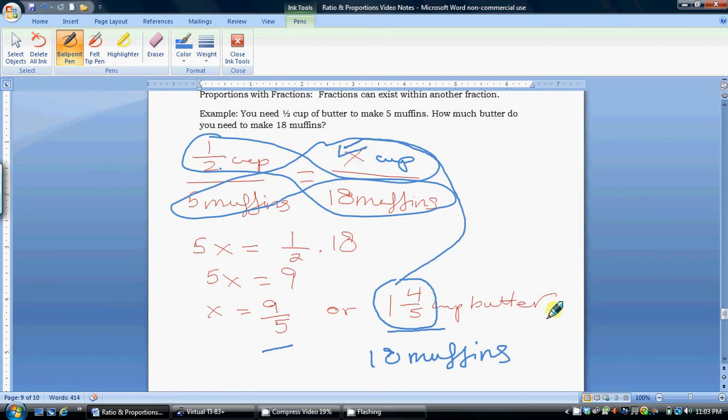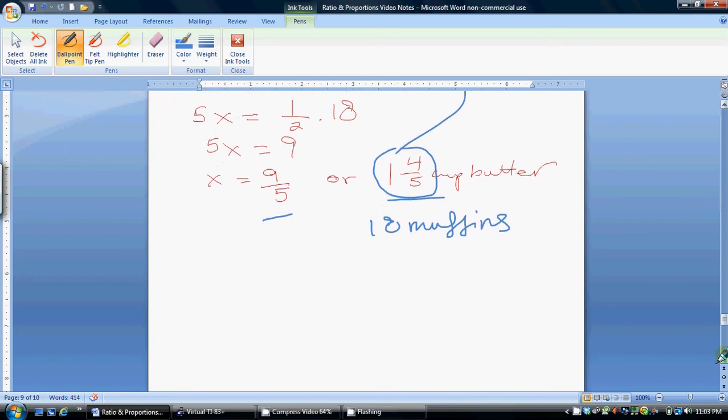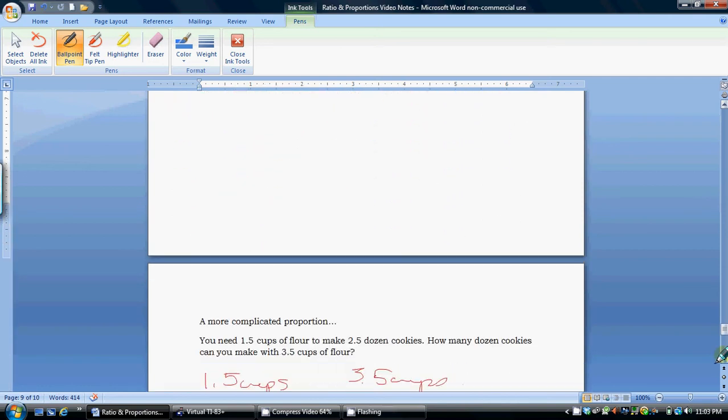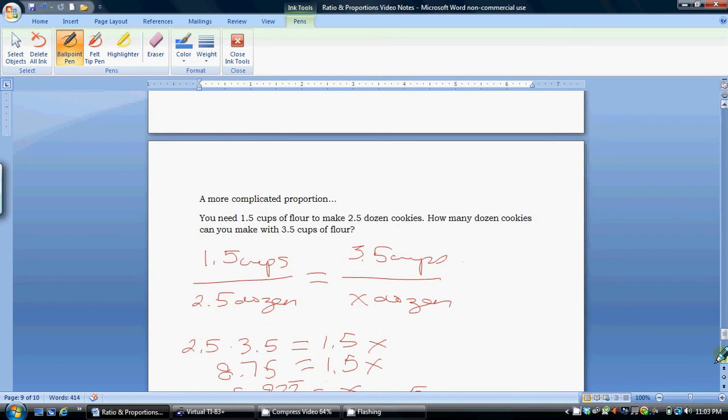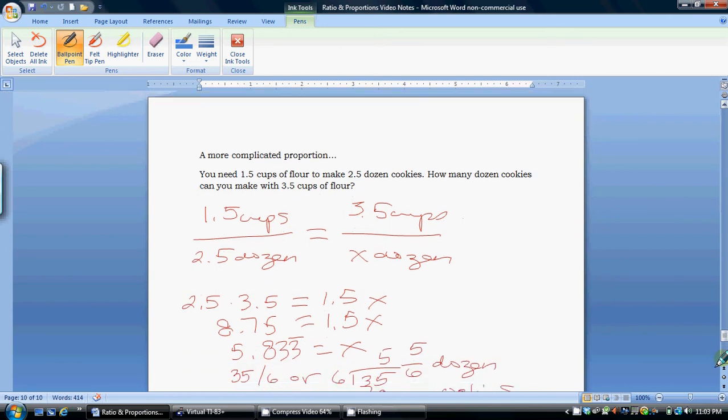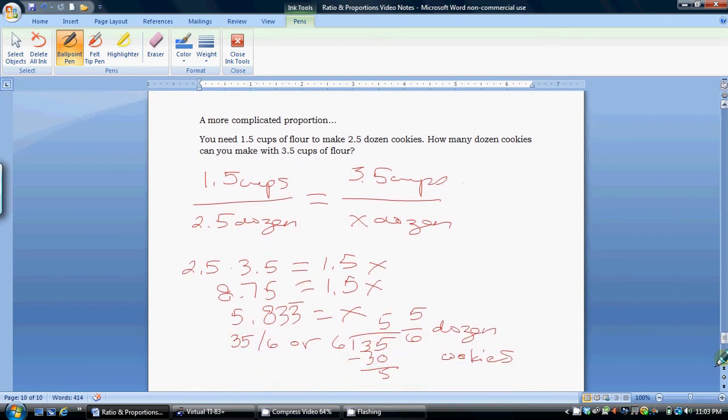So that's one example. Another one is the baking example. I guess I was in the mood for baking when I did these. So a slightly more complicated proportion. Let's see if I don't get you all confused. You need 1.5 cups of flour to make 2.5 dozen cookies. How many dozen cookies can you make with 3.5 cups of flour?